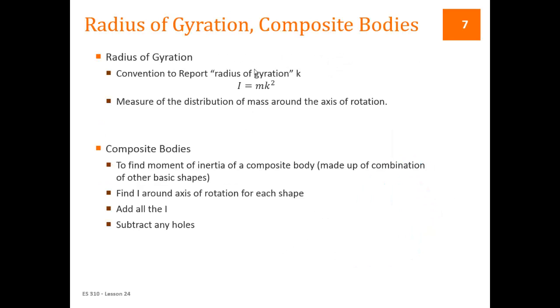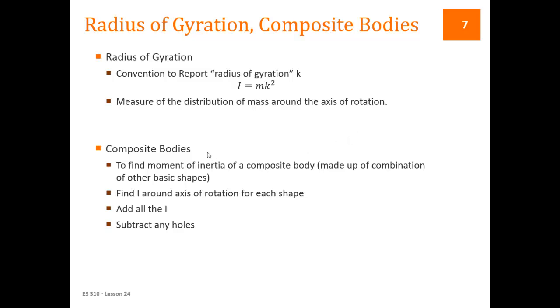Some other common definitions: sometimes the problem will give you the moment of inertia, other times it will give it to you in terms of radius of gyration. They're really giving us the same information because the moment of inertia is defined as mass times the radius of gyration squared. So whether it gives us the radius of gyration or the moment of inertia, we can find the other. It's a measure of the distribution of mass around the axis of rotation.